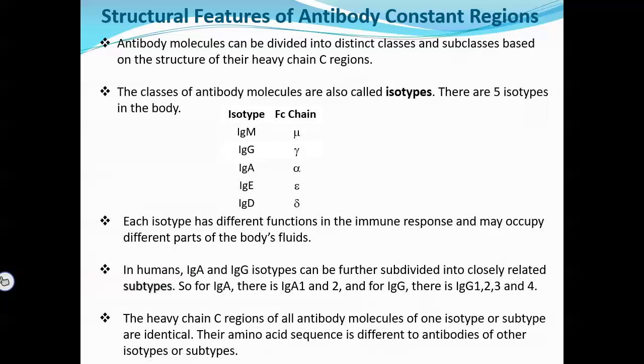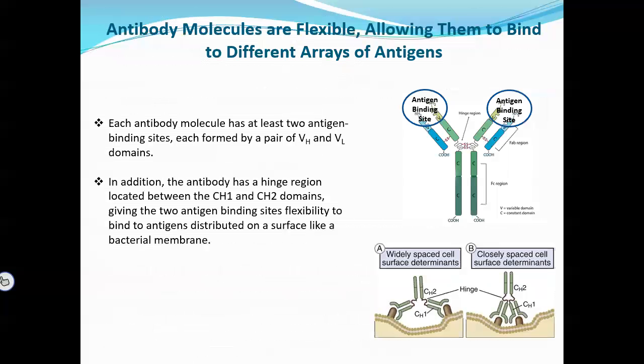Then two of these isotypes, namely IgG and IgA, have different subgroups. So IgG has 4 subgroups in humans. Depending on which subgroup will determine whether the antibody can bind complement, whether it can generate strong inflammatory responses, and so on. Don't worry too much about those details.